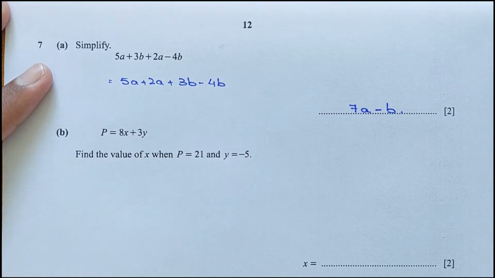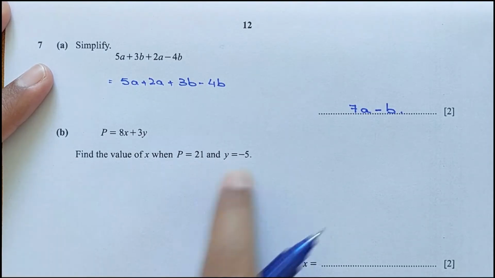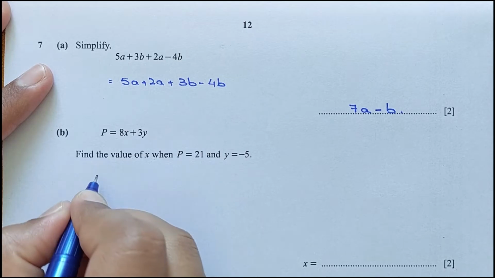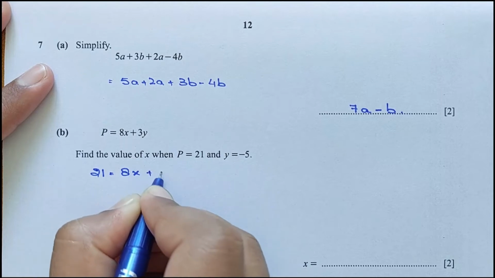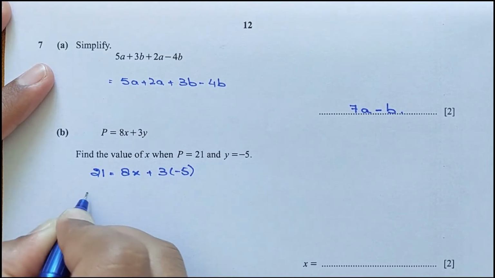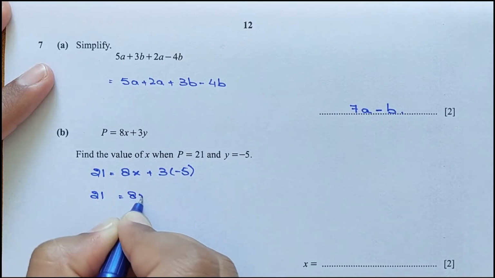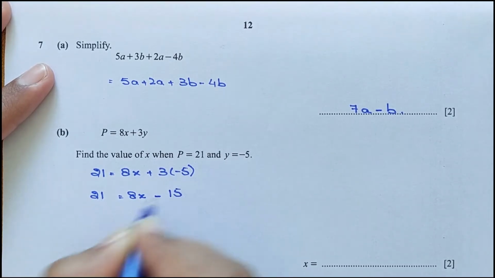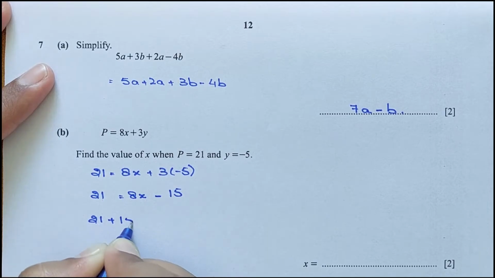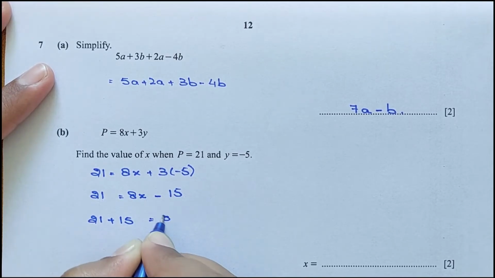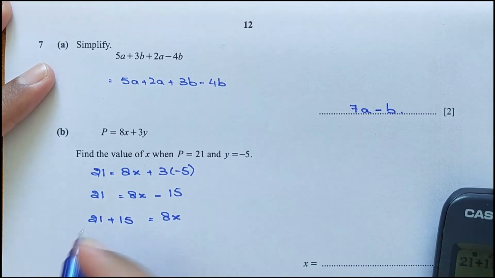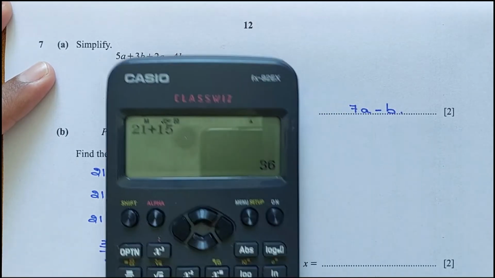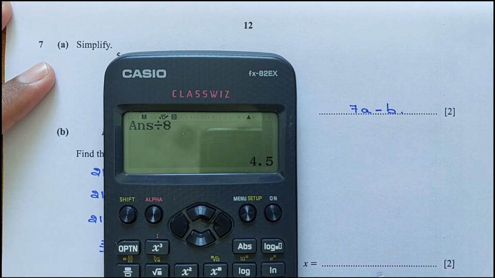Part B, we have been given p in terms of x and y. Find the value of x when p is 21 and y value is negative 5. So we have p is 21 equals 8x plus 3y, and y is minus 5. 21 equals 8x, and 3 times 5 is 15. So from 21 add 15, shifting the 15 to the other side of the equality, it becomes positive, and 21 plus 15 is 36. So 36 divided by 8 to get x, which is 9 by 2 or 4.5.